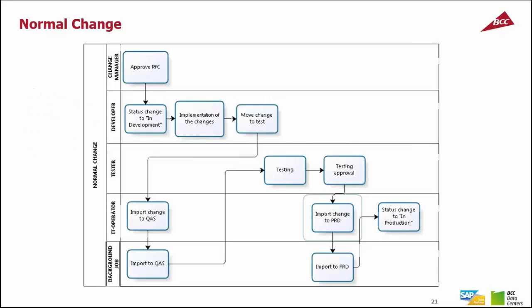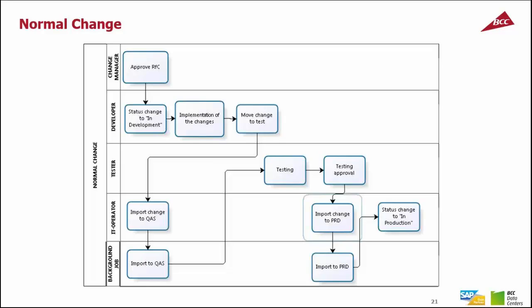A normal change starts with the approval of the request for change by the Change Manager. Then it's forwarded to a defined developer. In this phase, the developer is required to implement corrections defined in the request for change. After correct implementation, he can pass the change to the IT operator, who has to move changes to the quality assurance system, or this part can be replaced by an automatic import job.